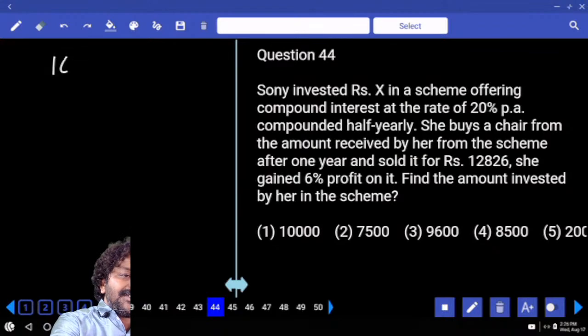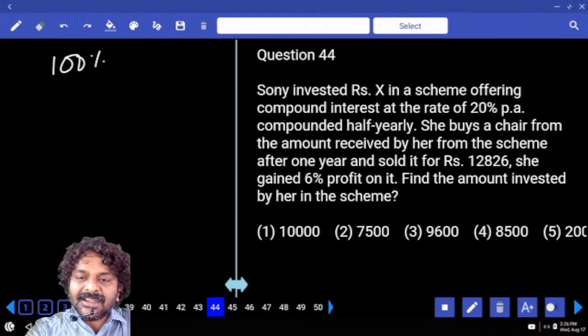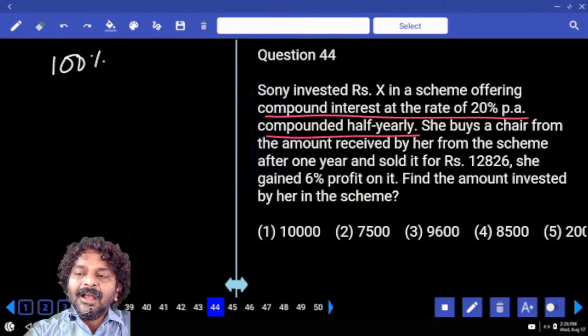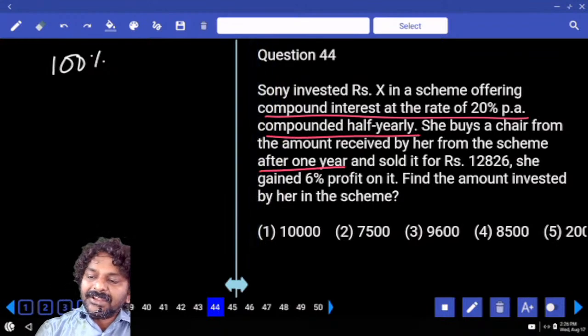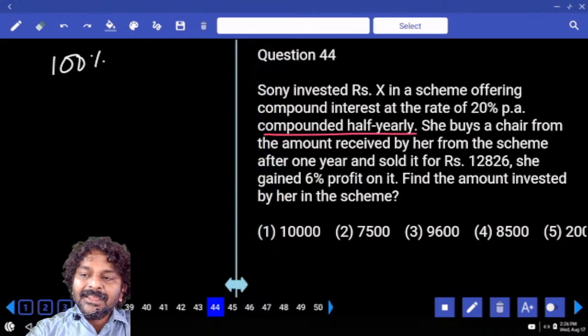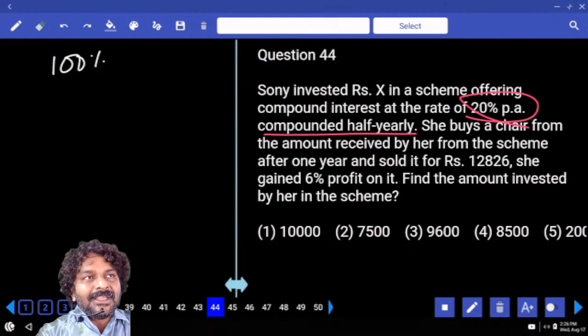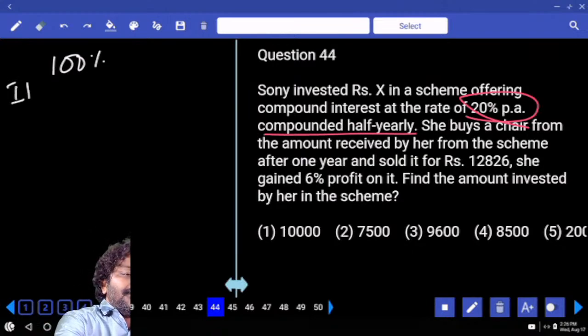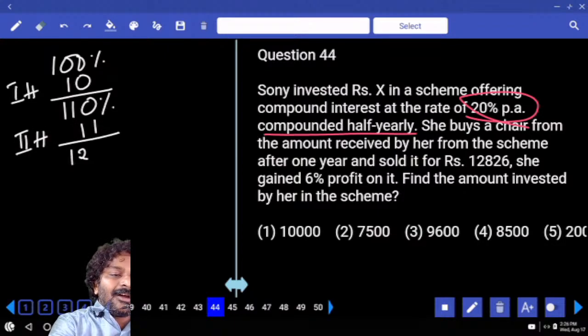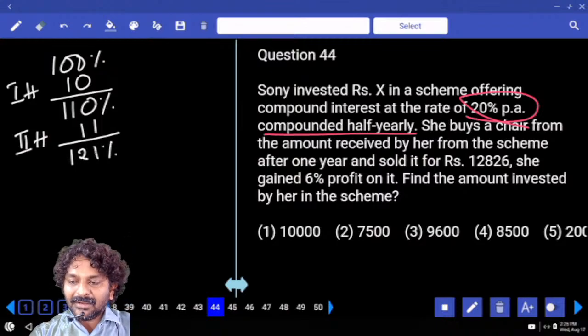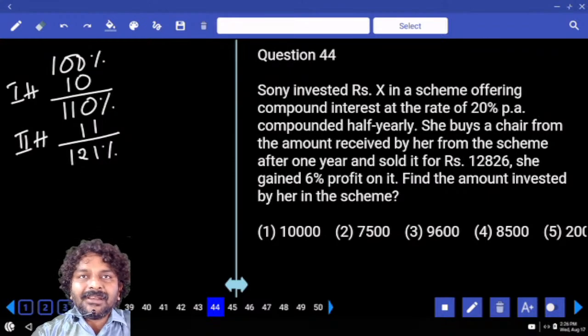Let's say she invested 100%. Is that okay? Now that is invested at compound interest 20% per annum, compounded half yearly. And after 1 year, she is getting back the amount, correct? Now, if it is compounded half yearly, yearly rate of interest is 20%, then half yearly is 10%. So first half she will get 10% interest, then it becomes 110, and second half she will get 10% of 110, which is 11. Then how much is she getting? 121. Now this much amount she will get back after 1 year.